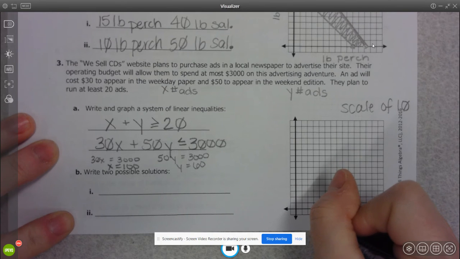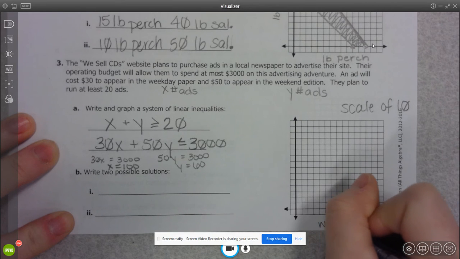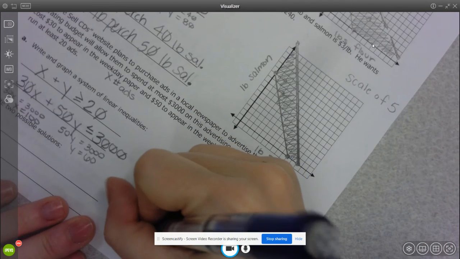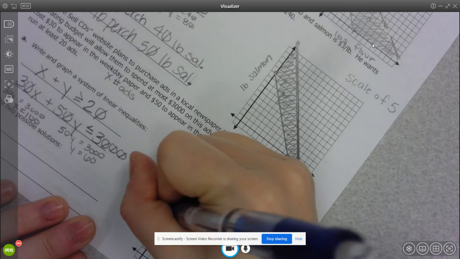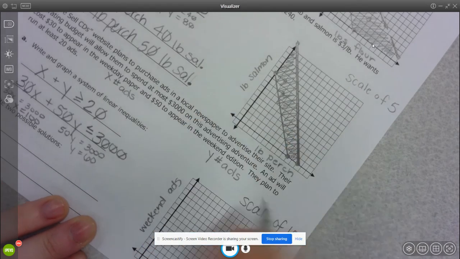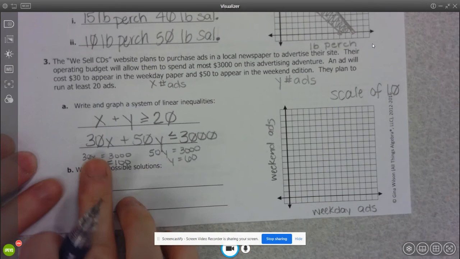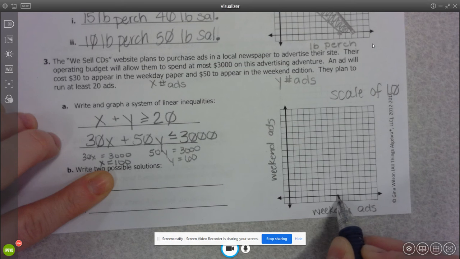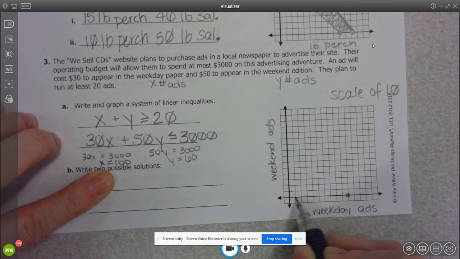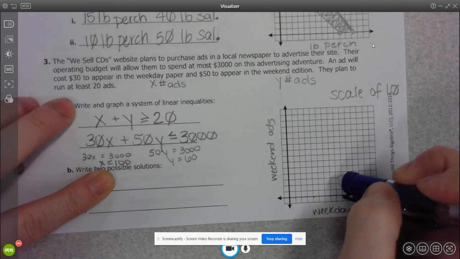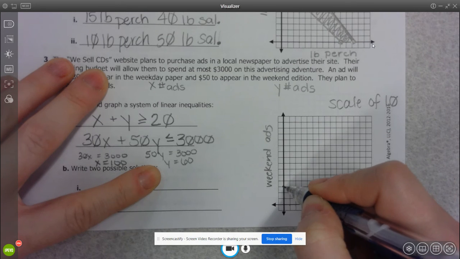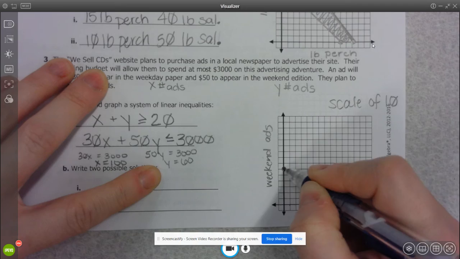So this is my weekday ads. And this way is our weekend ads. All right. So my weekday intercept is 100. 10, 20, 30, 40, 50, 60, 70, 80, 90, 100. Sorry, I just had to double check. And then my weekend is going to be 60. 1, 2, 3, 4, 5, 6 is going to get me to 60.